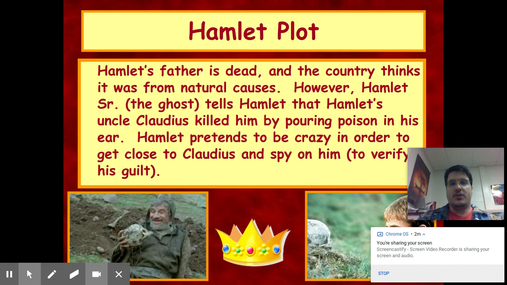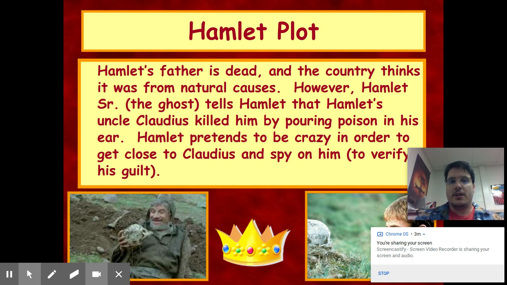Now, Hamlet is enraged by this, and he concocts a plot to figure out what's going on. Because here's the problem. It's a ghost talking to him, and as far as Hamlet knows, this ghost could be a demon trying to trick him into killing his own uncle. So Hamlet needs to figure out if this ghost is actually his father's ghost and if the ghost is telling the truth. So Hamlet devises a plan.